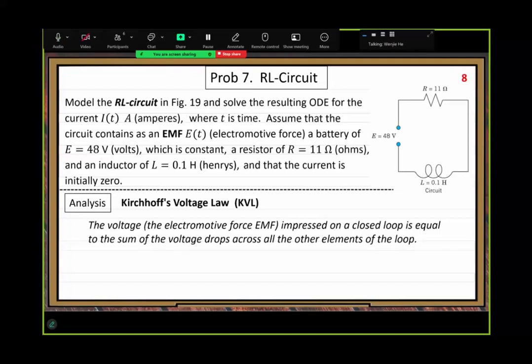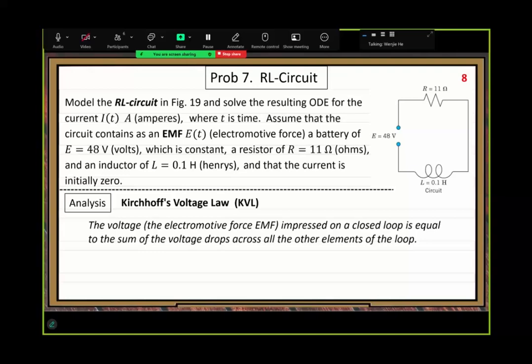So this voltage impressed on a closed loop is equal to the sum of the voltage drops across all the other elements of the loop. So here we have two components other than the EMF. There is a voltage from the EMF, but when we go through all the other components, there are some voltage drops, right?